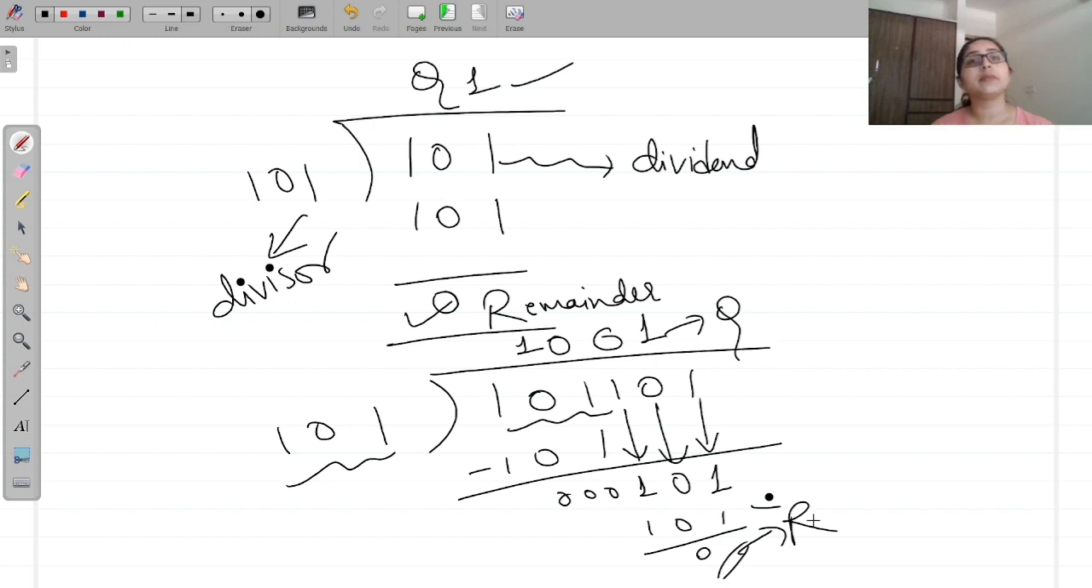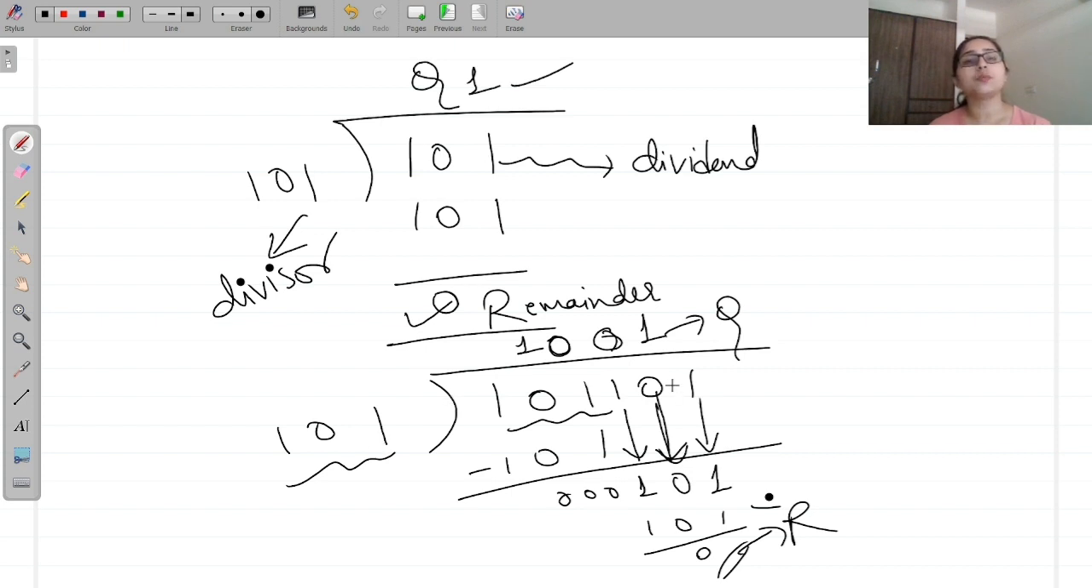So this is similar to decimal division. 1 is not divisible, so I am adding zeros here and I will be taking another bit down. Once again it is not divisible, I will put 0 here, I will take the next bit down. Now once again I will check whether it is divisible.